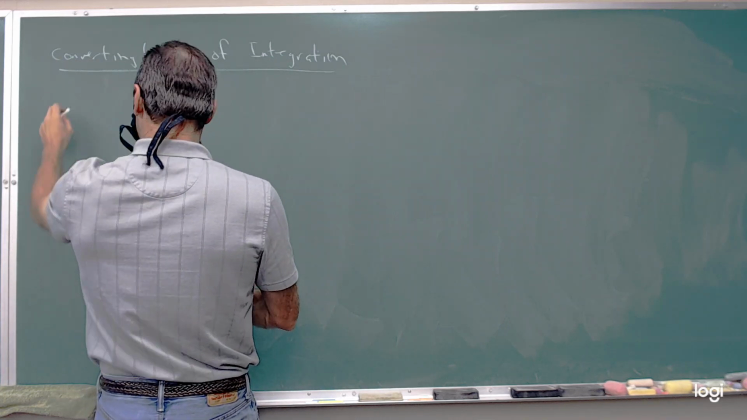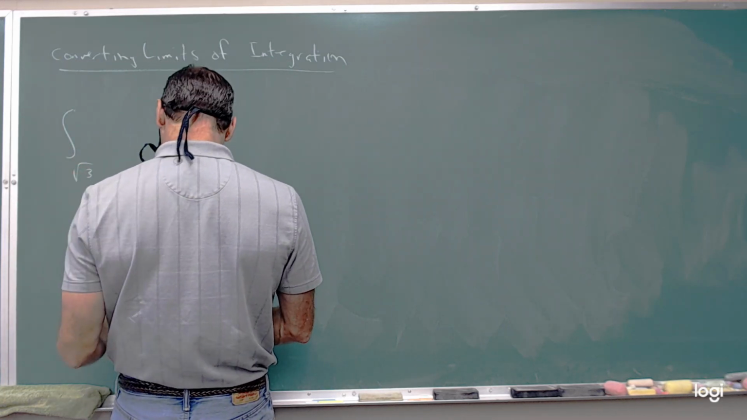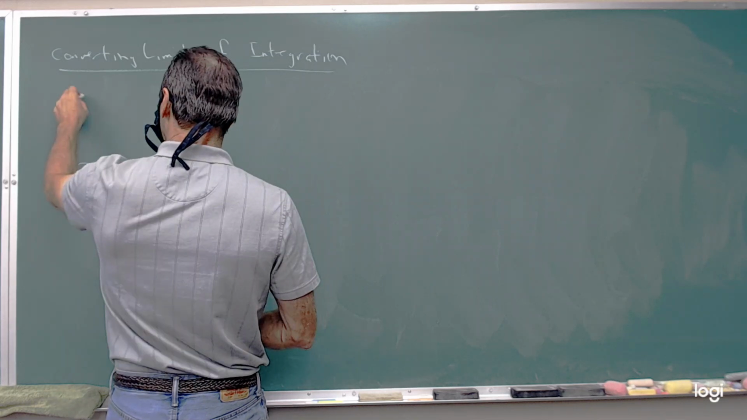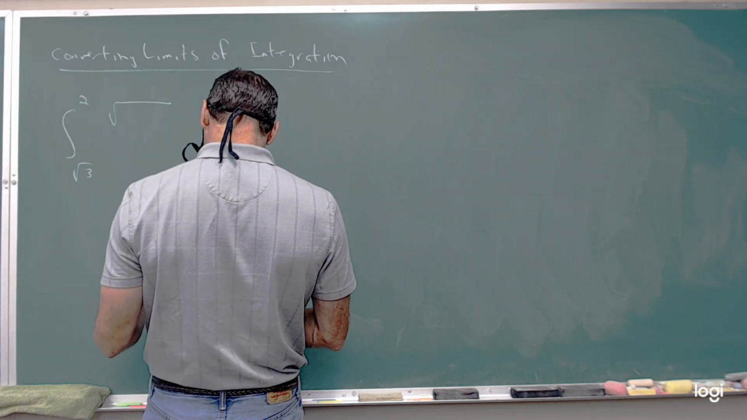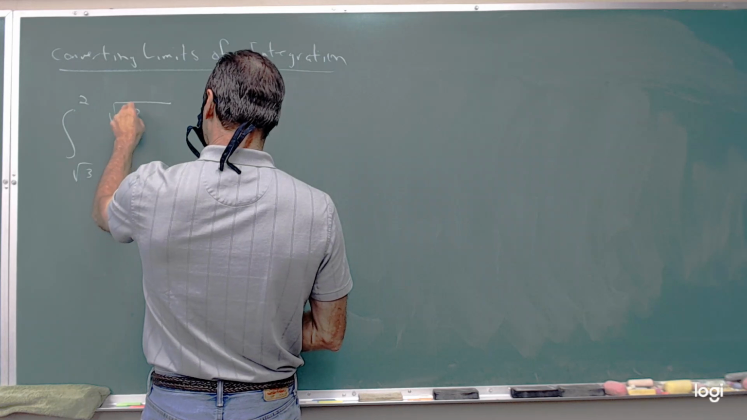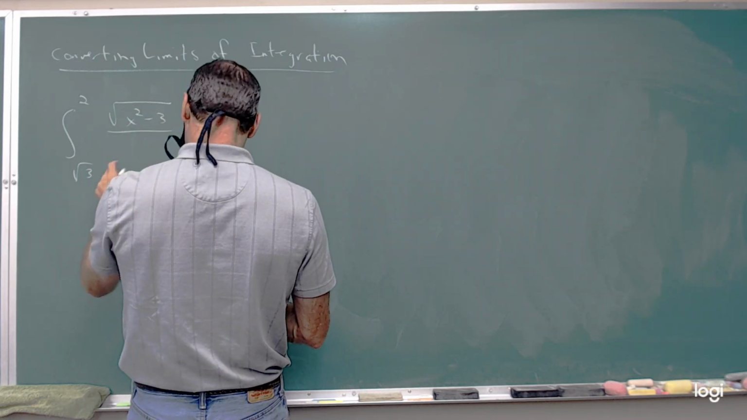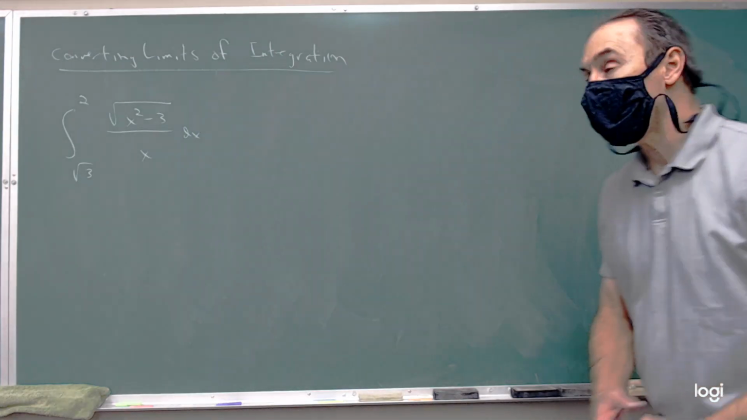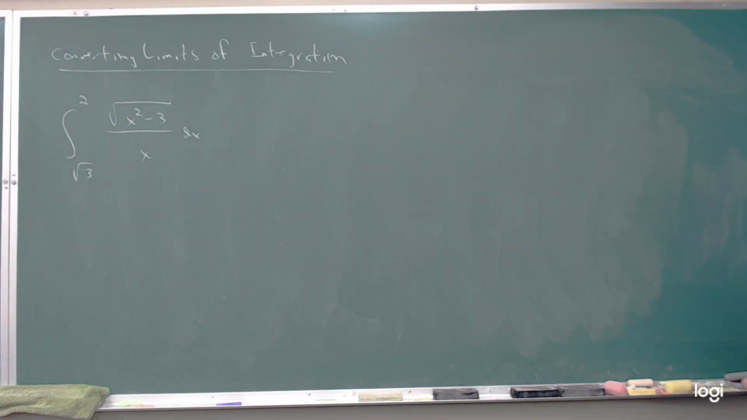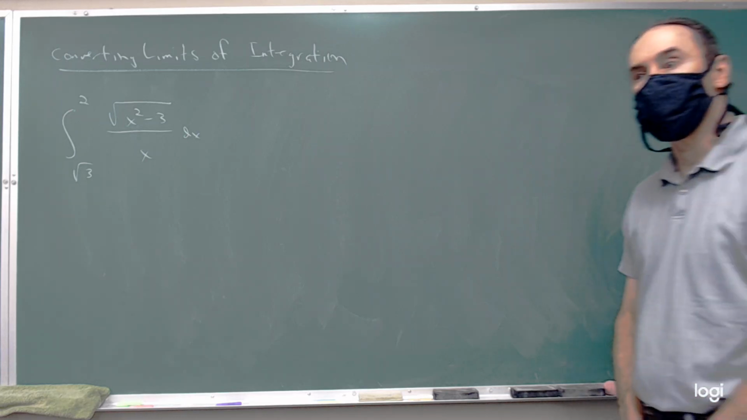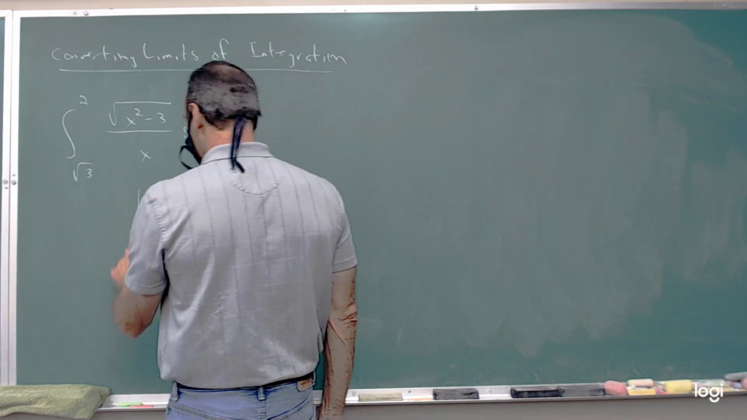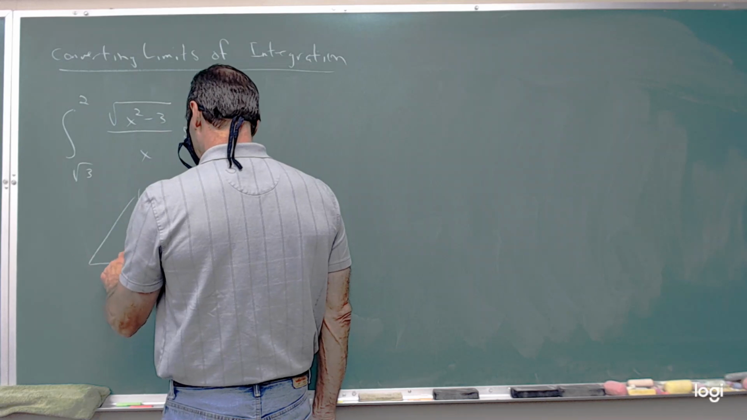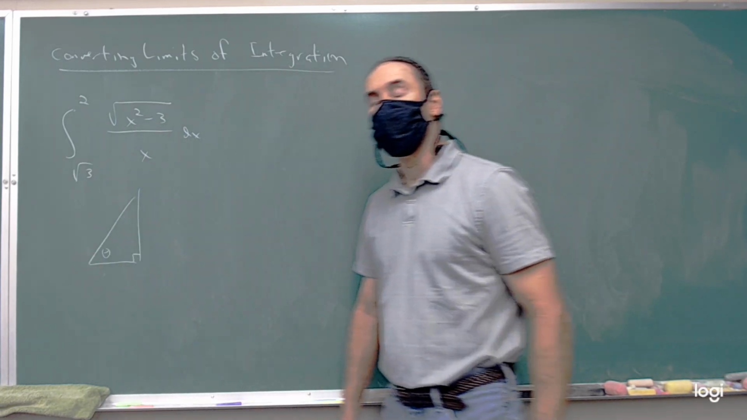So we'll look at an integral from square root of 3 to 2, and we'll go square root of x squared minus 3 all over x dx. So here we have a definite integral. And we'll get to that part eventually. First, it's another trig substitution problem.